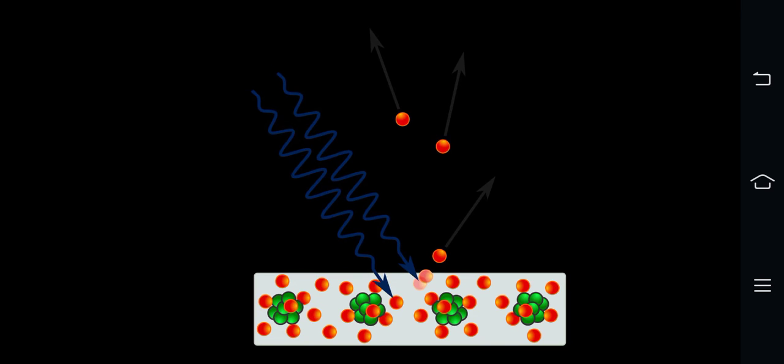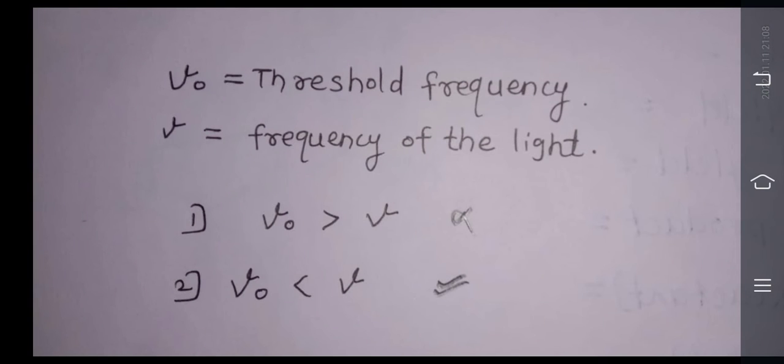In the photoelectric effect theory, light consists of bundles of energy called photons, the energy of each photon being equal to h nu, where nu is the frequency of the light. When a photon of light of frequency nu strikes an electron in a metal, it imparts its entire energy to the electron.